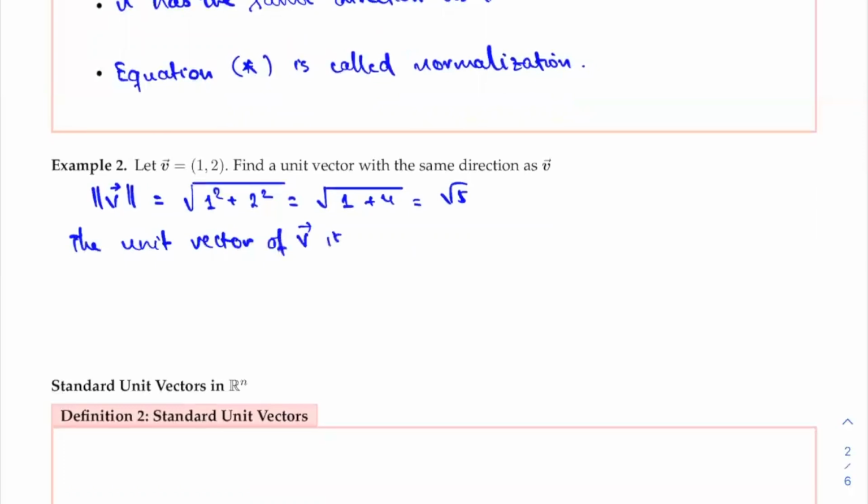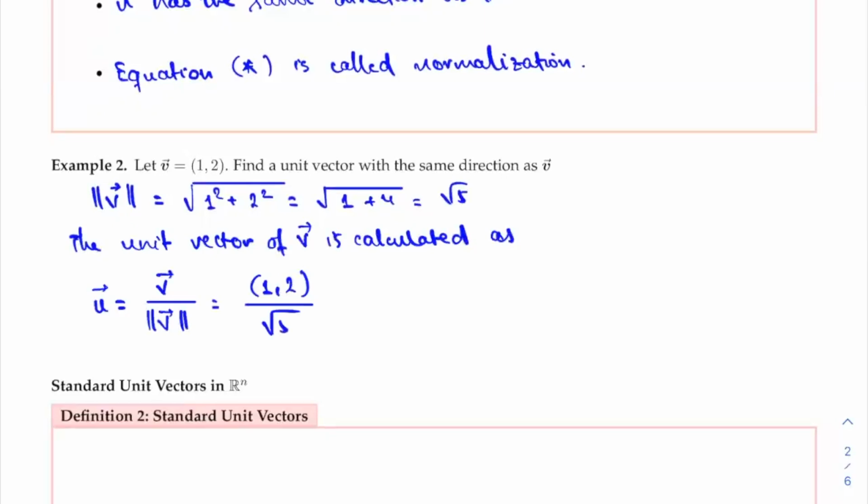The unit vector of v is calculated as, so vector u is equal to v divided by the magnitude of v. So for vector v = (1, 2) divided by the norm or the length of v, equal to the square root of 5, or I can write this as 1 over square root of 5 times (1, 2), equal to (1 over square root of 5, 2 over square root of 5). Okay, so the unit vector is of this form, right? 1 over square root of 5, 2 over square root of 5.